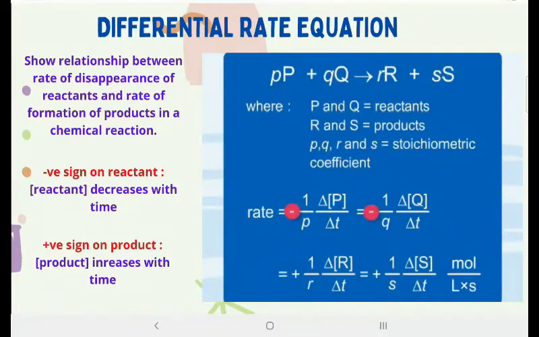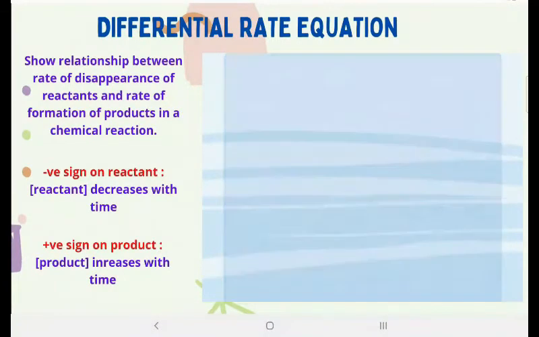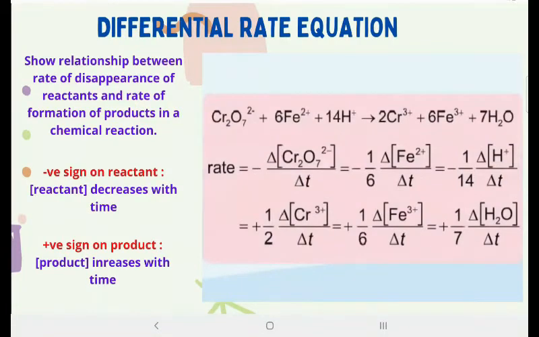Note the minus sign for the reactants, which is necessary because the concentrations of reactants decrease with time, whereas the concentrations of products increase. The numerical value of the rate will vary according to the number of moles of the reactant involved in the stoichiometric equation versus the number of moles of the product. Let us look at an example.